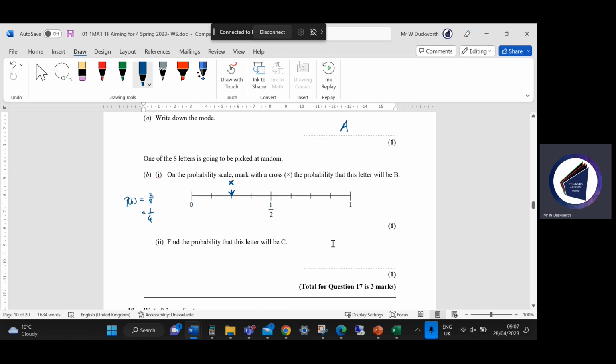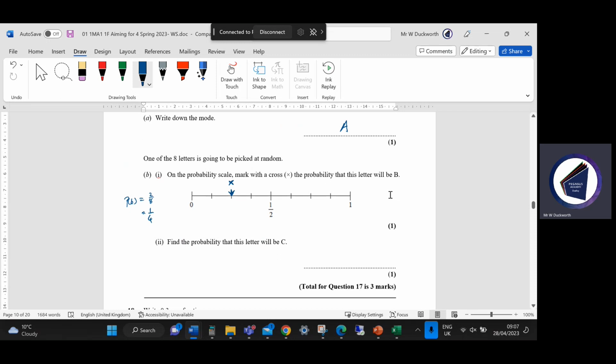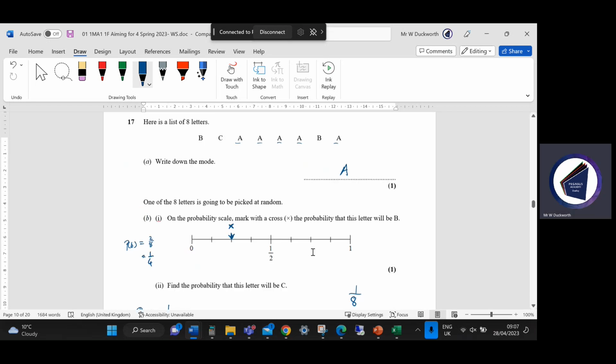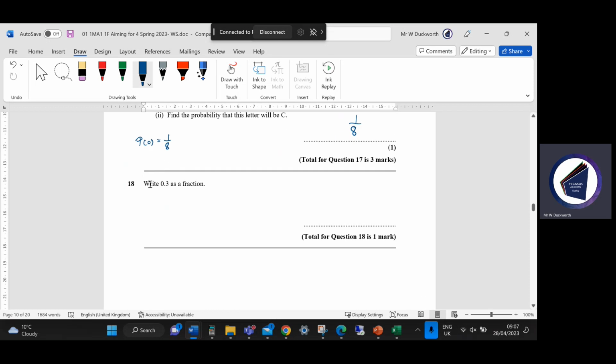Find the probability that the letter will be a C. So if we've got 1 C, the probability of it being C is going to be equal to 1 out of 8. Okay, so marking, is that the only one on the page? No. Right, 0.3 is a fraction. Well, that means 3/10.